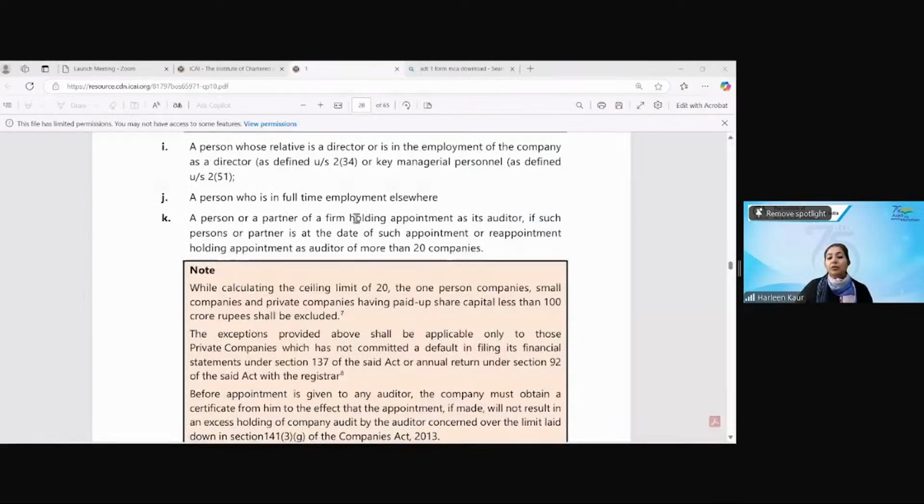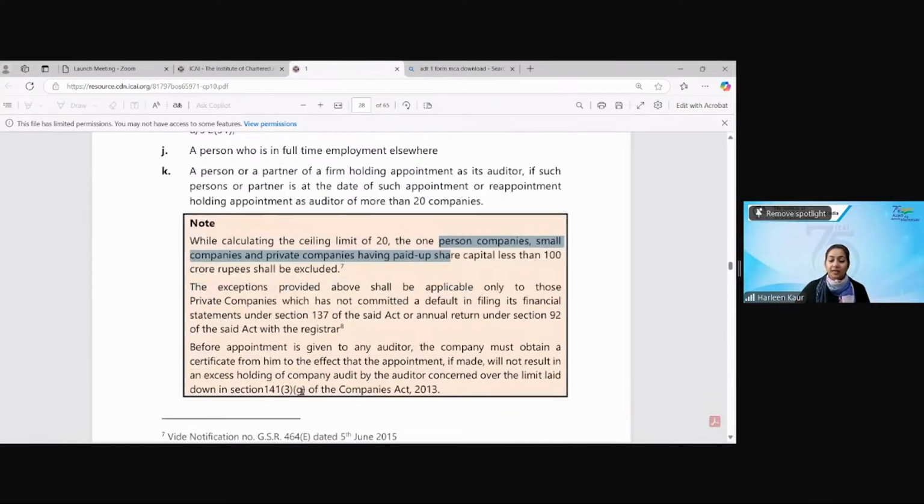So here is a partner who is holding the appointment. He shall not be holding more than 20 companies. But in this limit of 20 companies, OPCs, small companies, and private companies having paid up share capital less than 100 crore shall be excluded. What are the companies which are not included in the limit of 20 companies? Quickly tell me, children. OPC, small companies, and private companies having paid up share capital less than 100 crores are not included. Means you don't need to include them in the ceiling limit of 20.